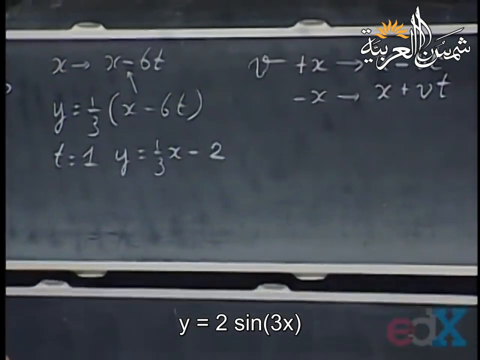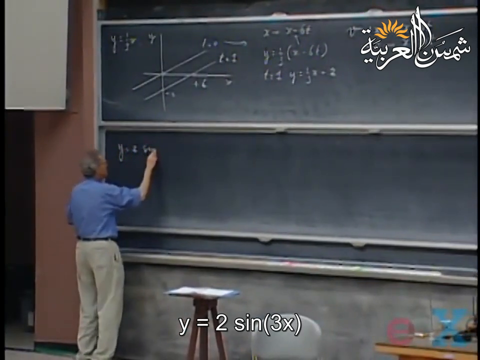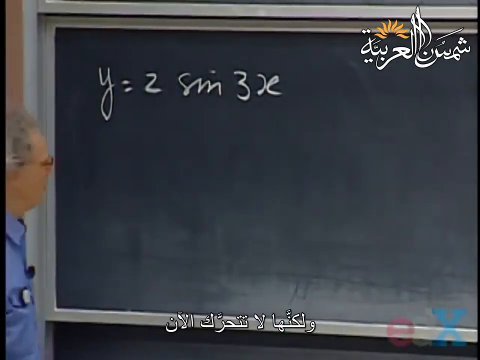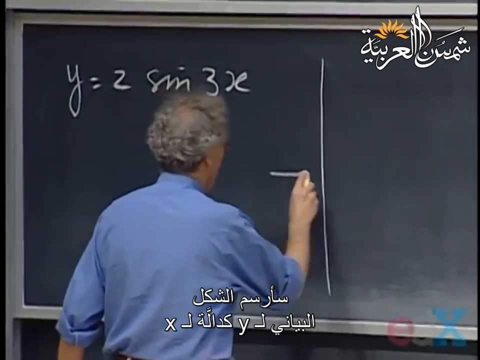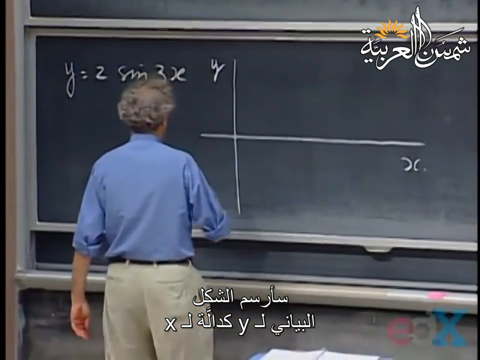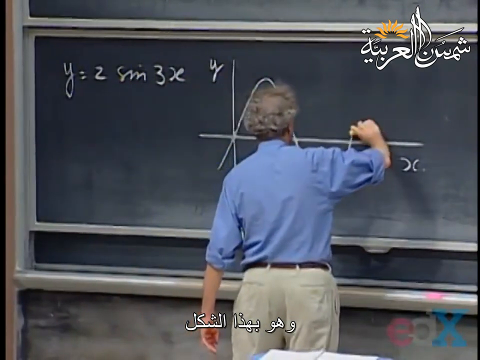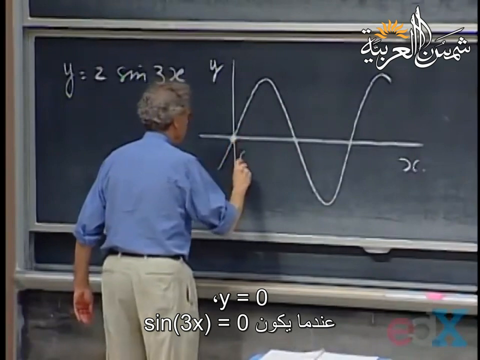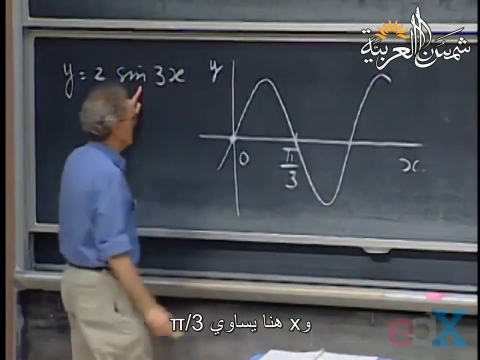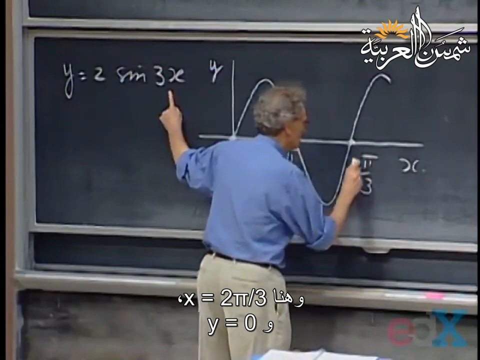I now have y equals 2 times the sine of 3x. That's a wave. It's not moving, not yet. So I can make a plot of y as a function of x, and that plot will be like this. This is 0, so when the sine is 0, this is pi divided by 3, and this is 180 degrees, and it's again 0. This is 2 pi divided by 3, it's again 0.